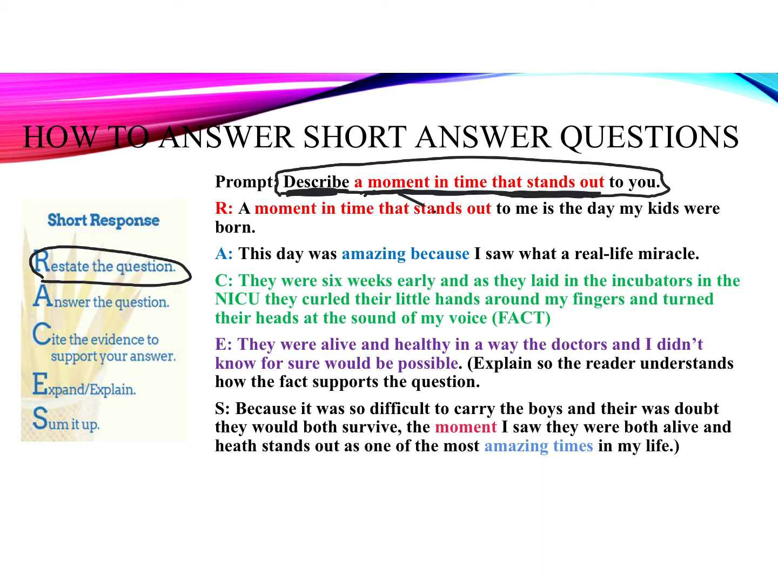These words are going to be in your first sentence. So, a moment in time that stands out to me. I have answered the prompt. That's the first thing they're going to look for, is restating the question. To me is the day my kids were born. So I have answered it. This is the moment.